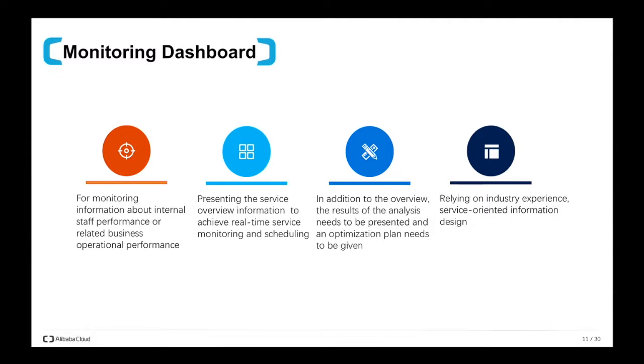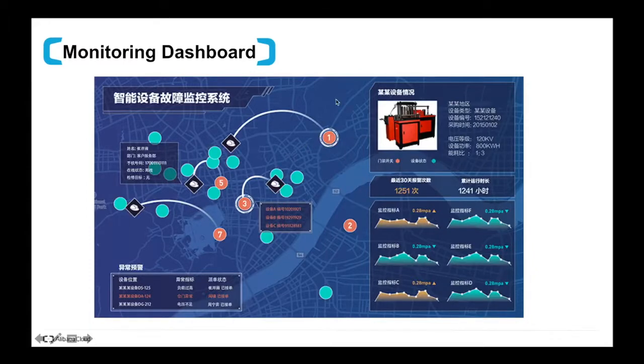A monitoring dashboard is used to monitor the current business status and operational performance, and it presents the overall service overview to achieve real-time service monitoring and scheduling. In addition to the overview, the results of the analysis need to be presented and an optimization plan needs to be given. So designing a monitoring dashboard requires industry experience, and you should use service-oriented information in your design. Let's take a look at a monitoring dashboard example.